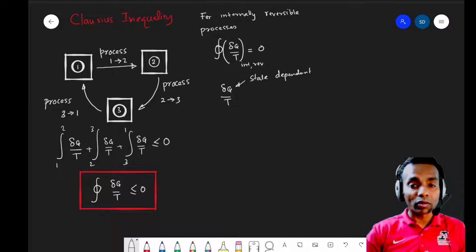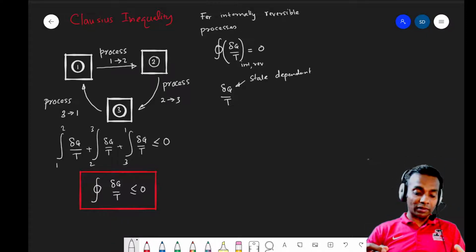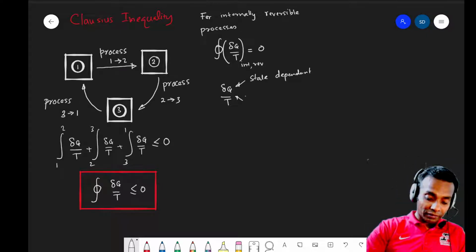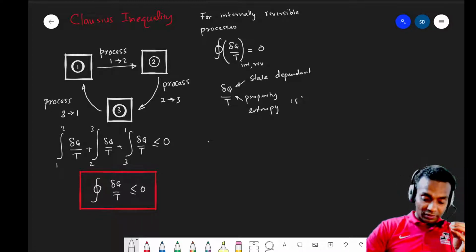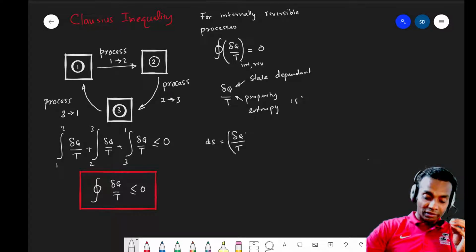Unlike work and heat, which are path dependent, this is a property, and this property is named entropy and denoted by S. And for internally reversible processes, the infinitesimal change in entropy is equal to the infinitesimal heat transfer divided by T.